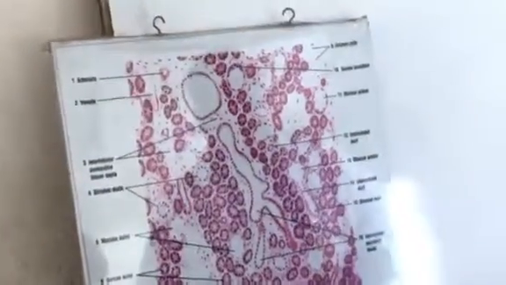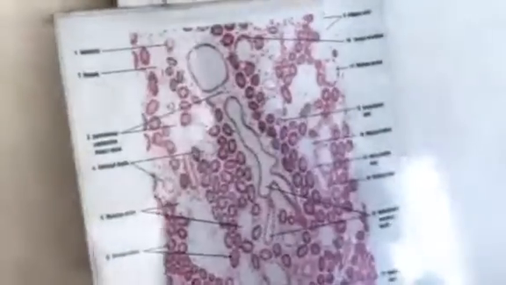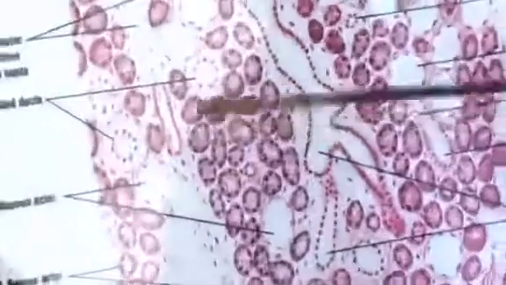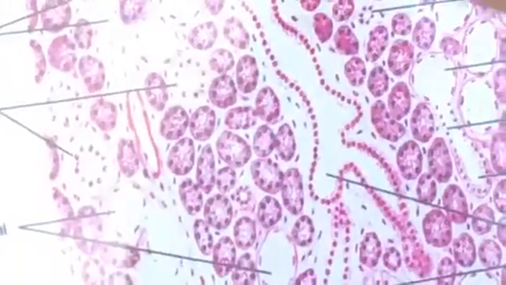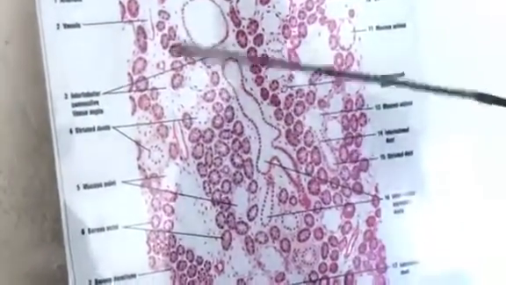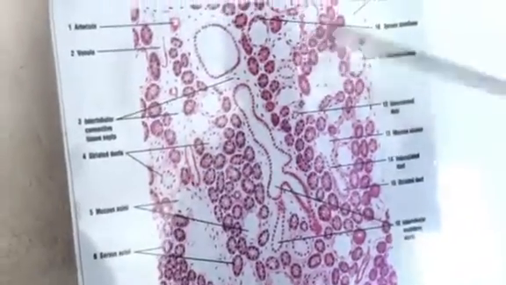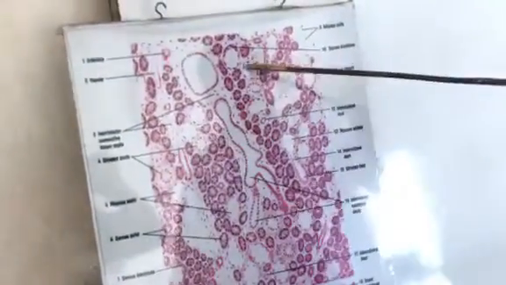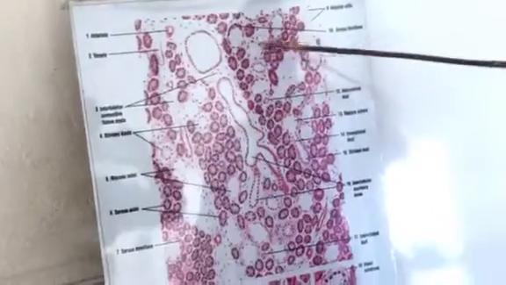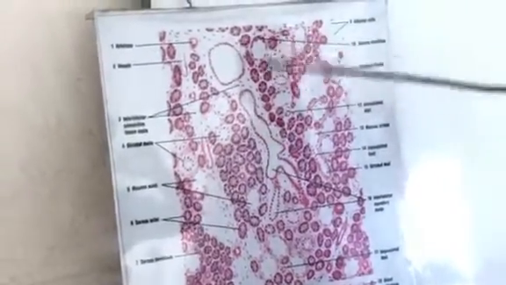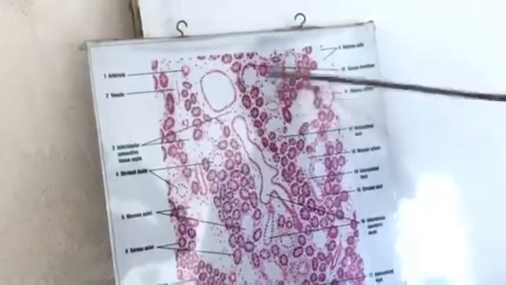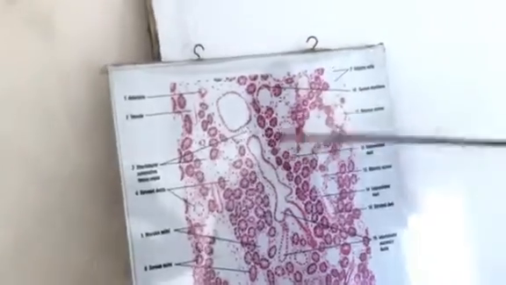In each lobule, there are these deep colored, rounded structures. These are serous acini. There are numerous serous acini. Look here, there are some light colored rounded structures. These are mucous acini, light colored.